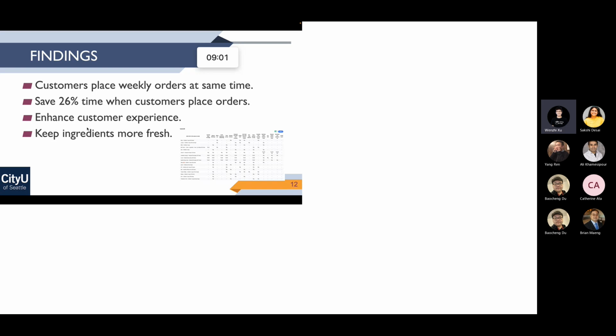Also, it saves 26% of the time when customers place orders compared to a traditional food order platform. Because it can save so much time for the customer, it also enhances the customer experience. And for the business, it can keep the ingredients fresher and reduce waste. The conclusion: the pre-order platform reduces the order time for customers and also saves money for business owners.